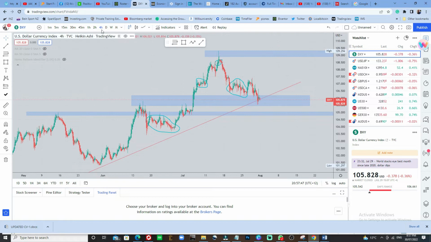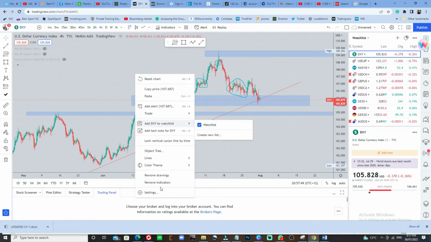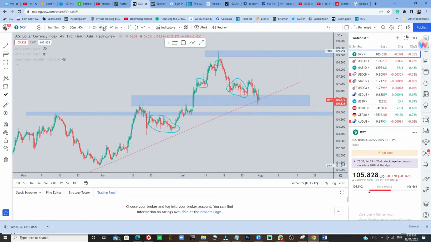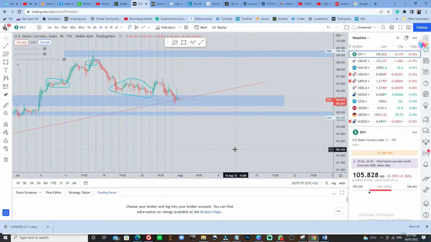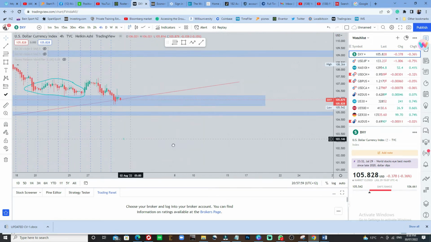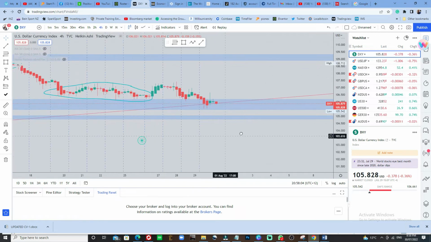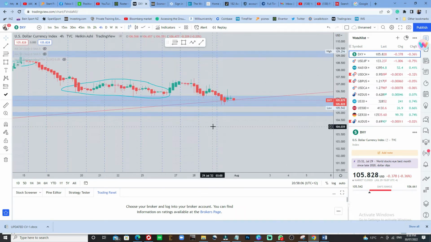Any time frame, it doesn't matter. Just right click on the screen, click appearance, click section break, and say okay. So on the 4 hours time frame, you see section breaks which identify different days. This is Friday, this is Thursday, this is Wednesday, this is Tuesday, this is Monday. So 25th Monday, so this Monday.